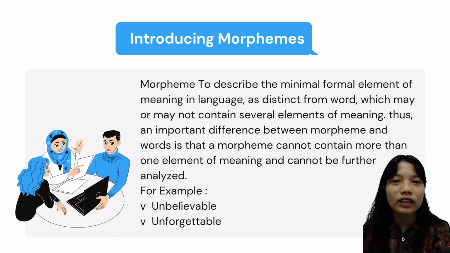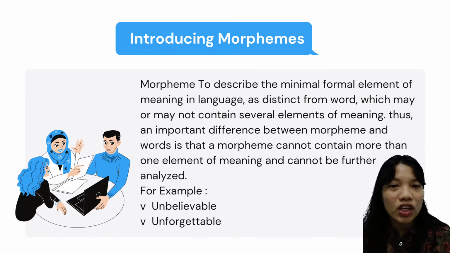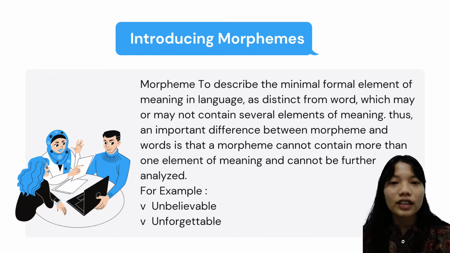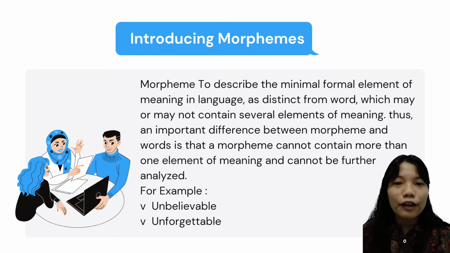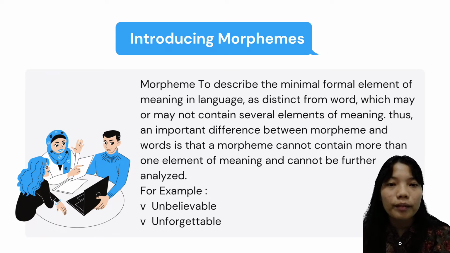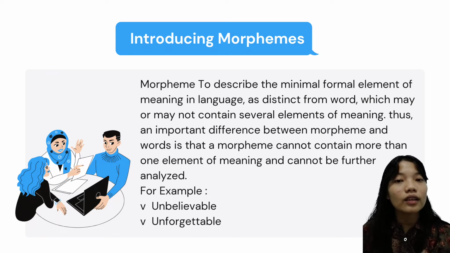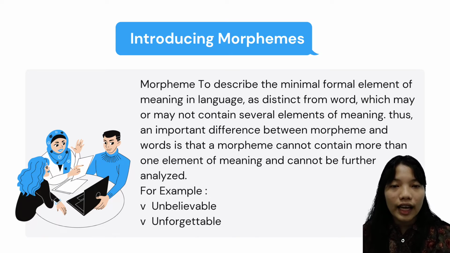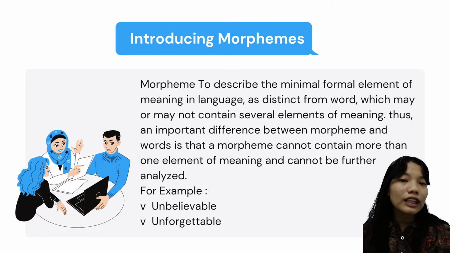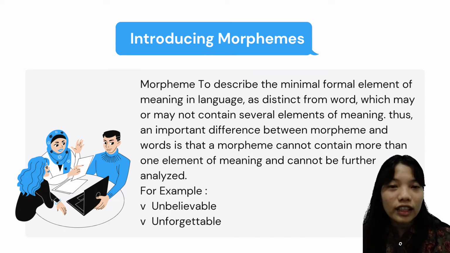Next, we talk about introducing morphemes. Morpheme describes the minimal formal element of meaning in a language, as distinct from a word, which may or may not contain several elements of meaning. Thus, an important difference between morpheme and word is that a morpheme cannot contain more than one element of meaning and cannot be further analyzed. For example, unbelievable and then unforgettable.